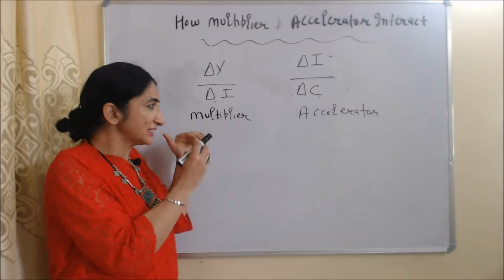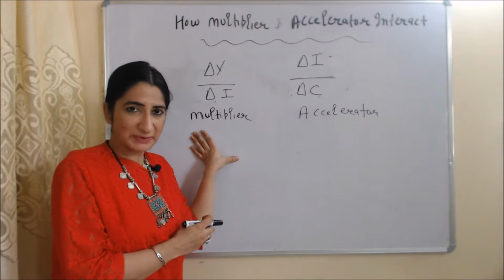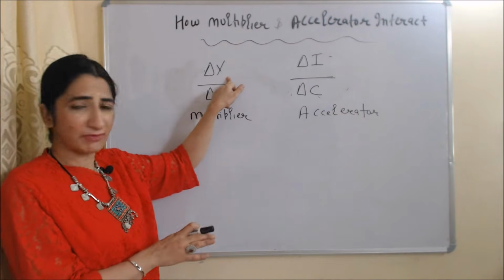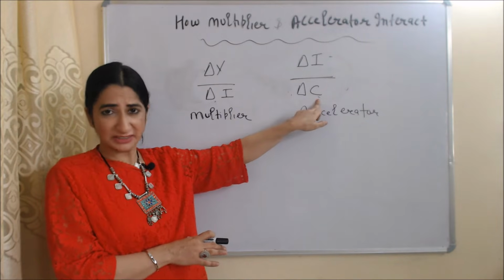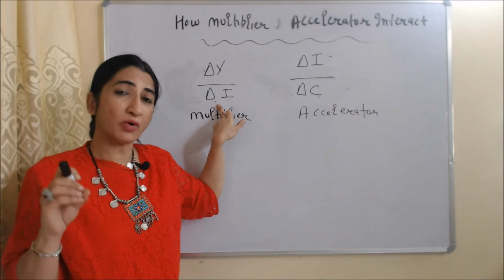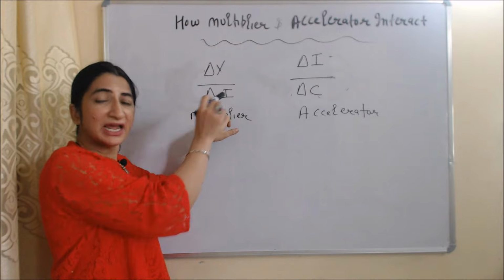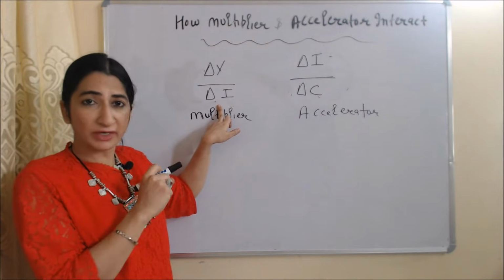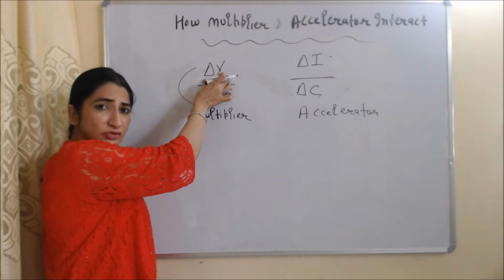Now we will see interaction between multiplier and accelerator. This is the formula of multiplier, this is the formula of accelerator, as we earlier discussed. Here delta Y is change in income, delta I is change in investment, delta C is change in consumption. Initially our investment changes, and this investment is called autonomous investment, done by government, and the motive of this investment is not earning profit. As we know, government works for social welfare. Due to change in this investment, our income will also change.